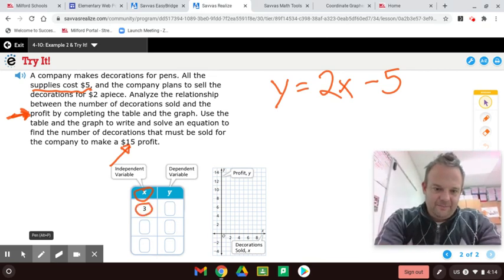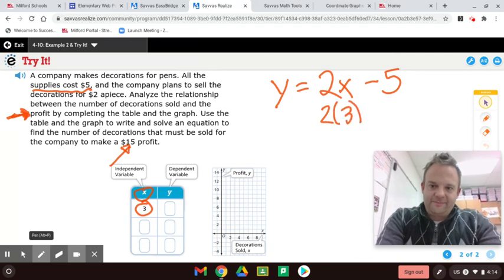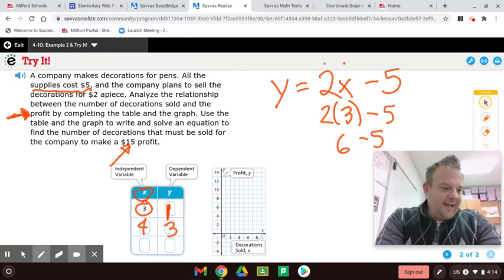Now we substitute everything in here. Take this 3, substitute it in for x, and you have 2 times 3 minus 5. That's 6 minus 5, that's 1. See how I got the 1 there? Now, let's try 4. 2 times 4 is 8, minus 5 is 3, right, guys? Now let's try 5. 2 times 5 is 10, minus 5 is 5.